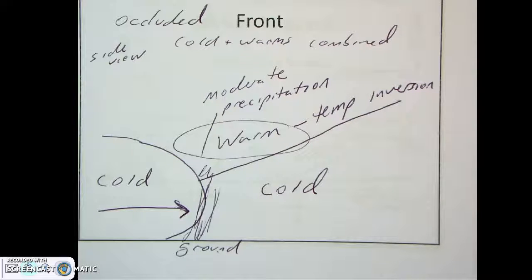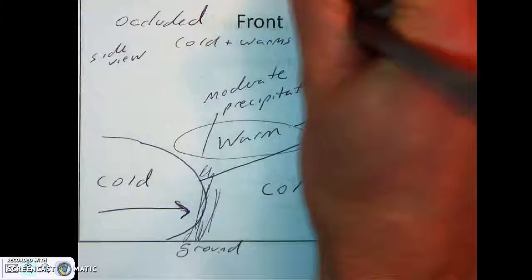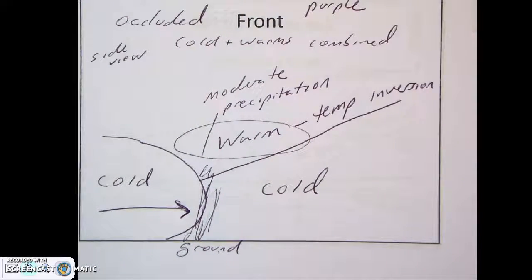And I'm saying moderate precipitation here. It's kind of unpredictable. You have the effects of a cold front and a warm front kind of combined. It's not as predictable as the weather that we could associate with a cold front and a warm front. On a weather map, this is going to be a purple colored front. Okay, so it's going to be purple on the map.